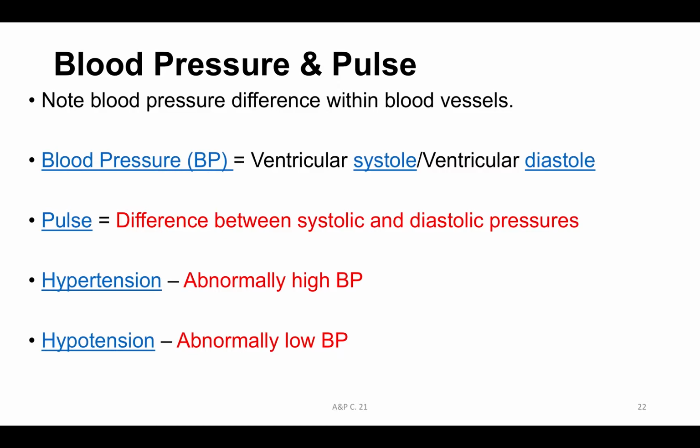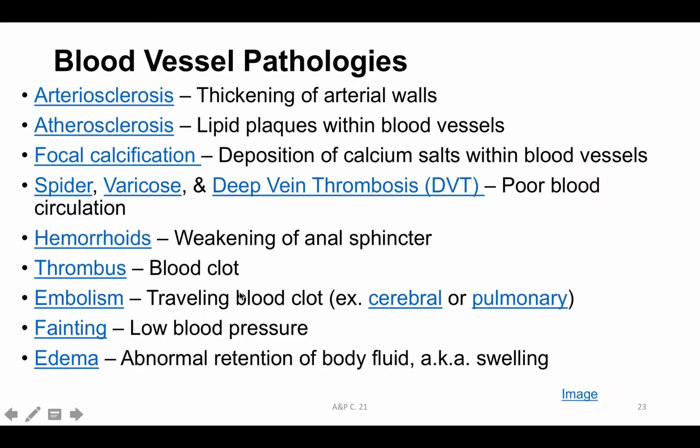Your blood pressure is a measure of the pressure in your arteries. We measure it as the systole over the diastole, and what that's measuring is the pressure in your arteries when your heart's contracting and relaxing. So blood pressure is always going to be higher in your arteries than in your veins. And then your pulse is the difference between systolic and diastolic pressures. And if you have hypertension, you have high blood pressure, and if you have hypotension, you have low blood pressure.